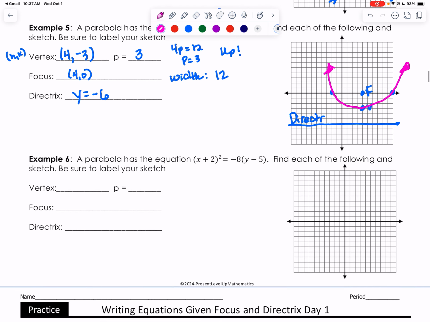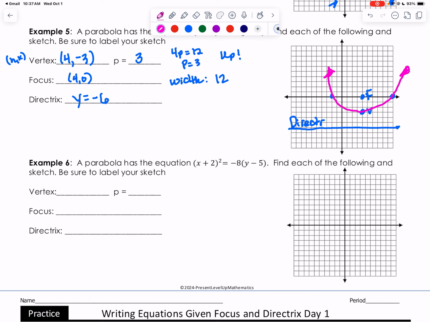All right, example 6. A parabola has the equation (x plus 2) quantity squared equals negative 8 times (y minus 5). Find each of the following and then sketch. Be sure to label. Pause the video and try this one on your own. All right, let's see how you did.